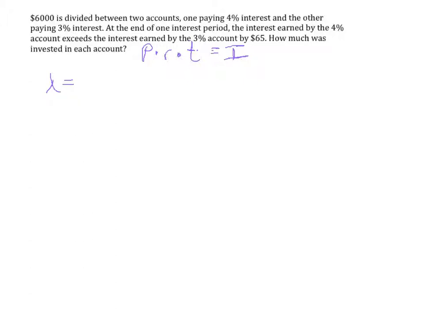equals my 4% interest account, and that is the amount of money that I have put into that 4% account. Then I can say that y equals the amount of money I've put into my 3% account.